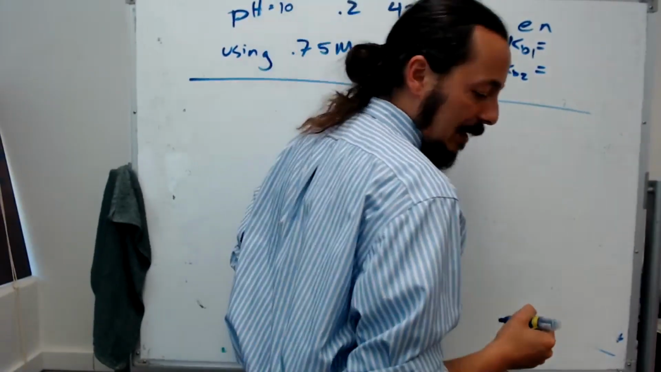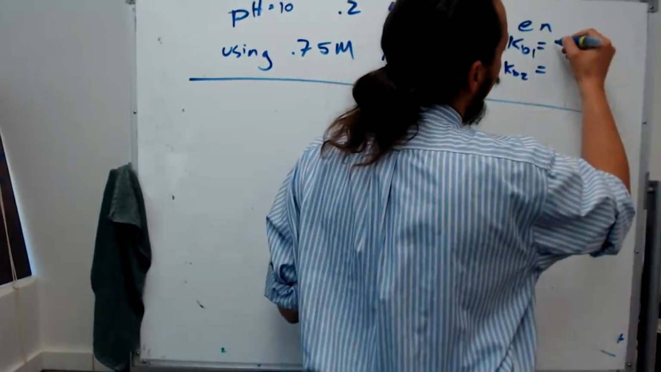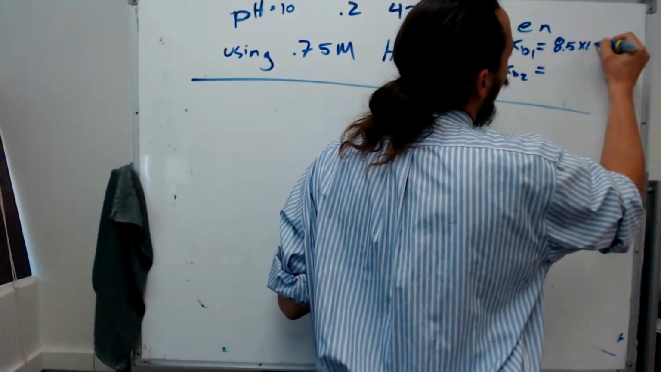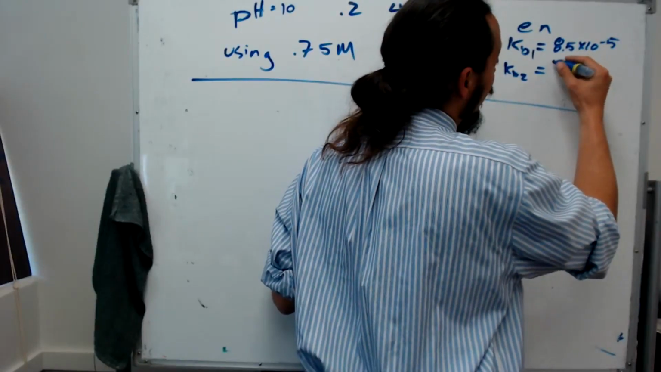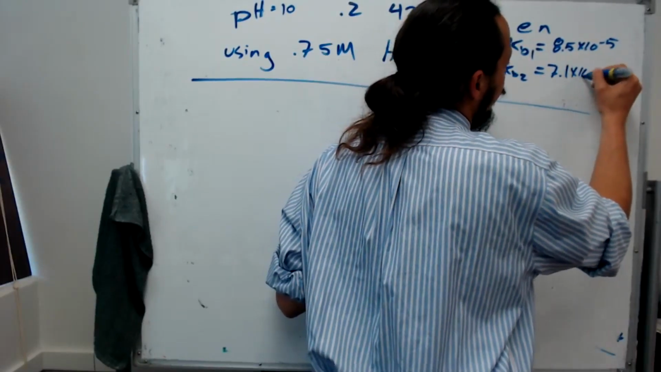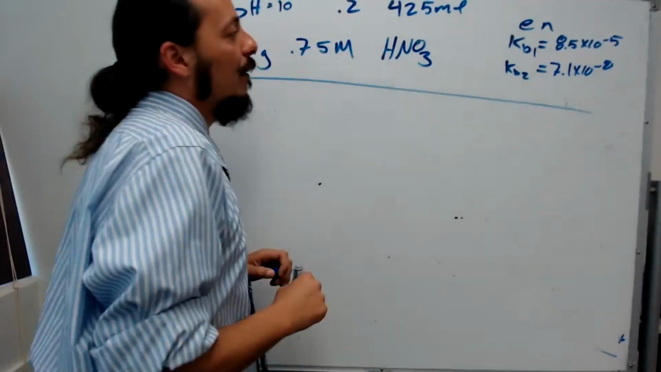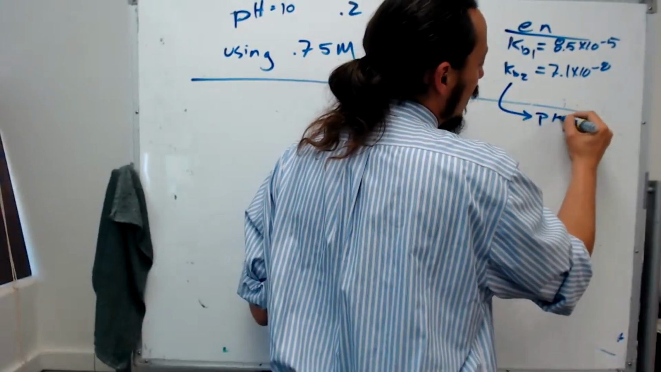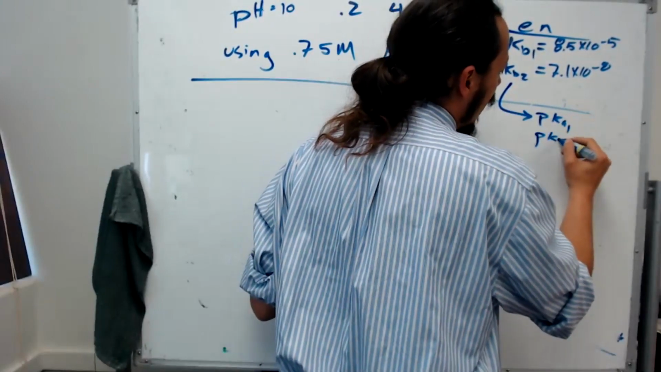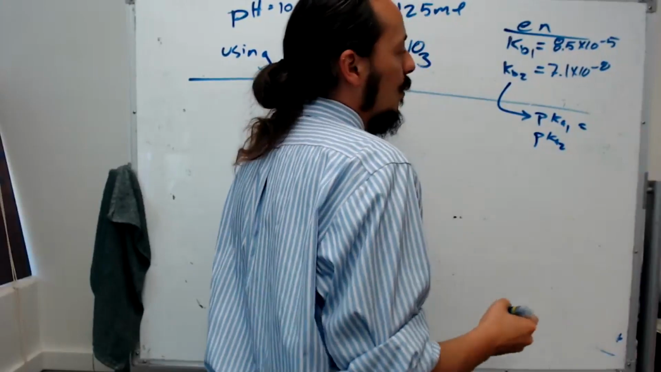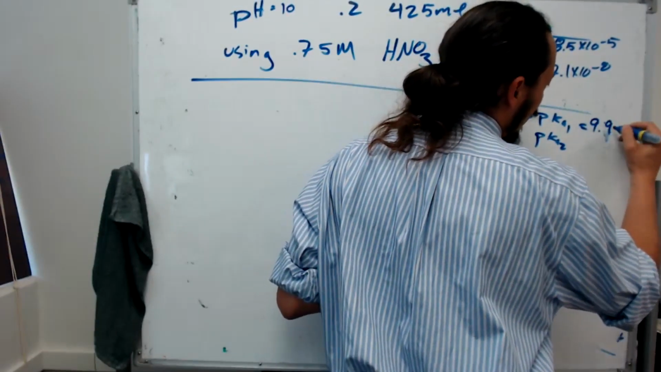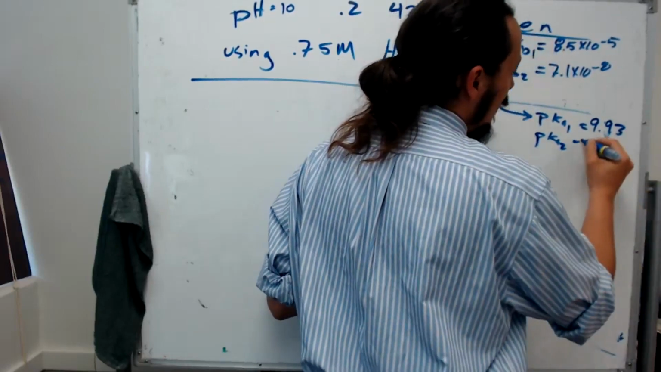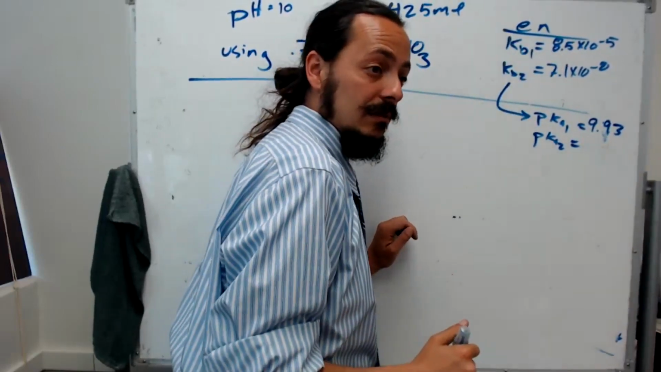KB1 is equal to, I need help. I don't have it in front of me. 8.5 times 10 to the minus 5. And KB2, we don't actually care about. Let's get it anyway. 7.1 times 10 to the minus 8. Now, we're making a buffer. So what we essentially want to do right away is turn both of these into a pKa1 and a pKa2. If I remember correctly, pKa1 is 9.2 or 9.93, and pKa2 is 7 point something.